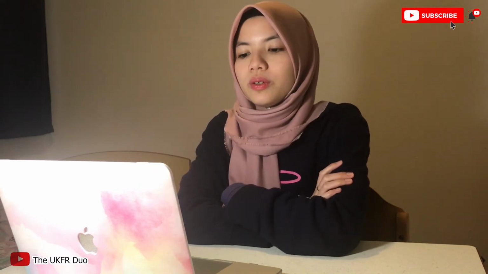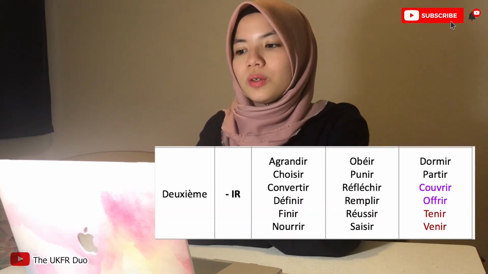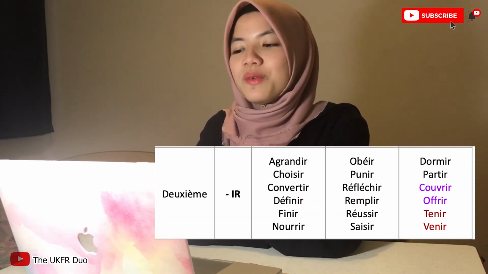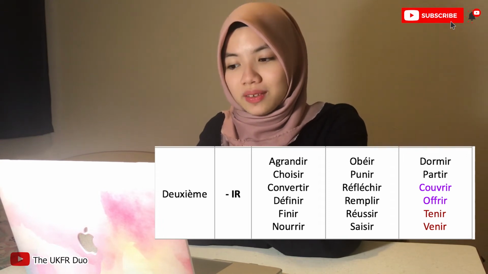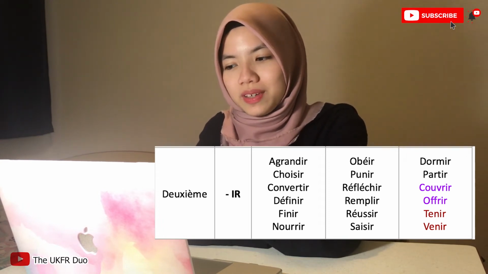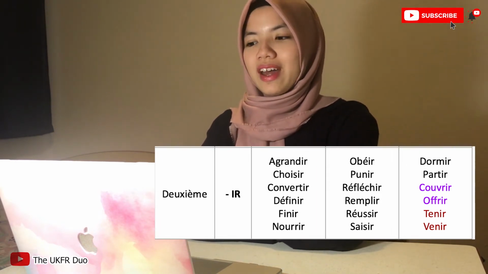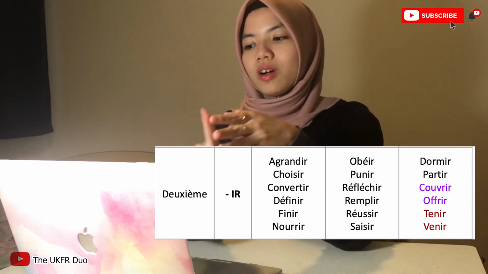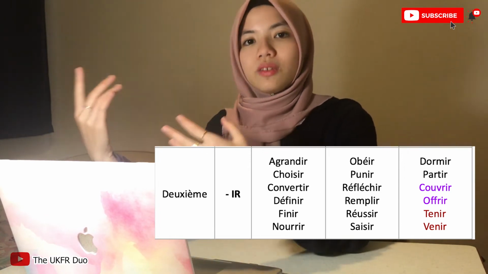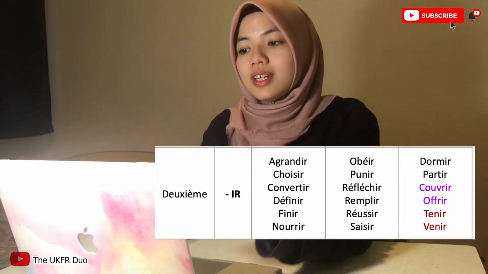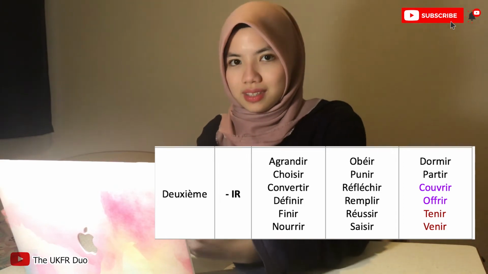The second group are the verbs yang end with ir. So sama juga, dia akan ada régulier et irrégulier. So inilah example of régulier. We have agrandir, choisir, convertir, définir, finir, nourrir, obéir, punir, réfléchir, remplir, réussir et saisir. And for irregular, we have dormir, partir, couvrir, offrir, tenir et venir. And all these irregular verbs, they don't have the same conjugation as the regular verbs in this second group.